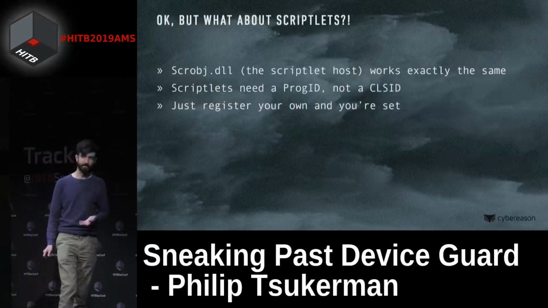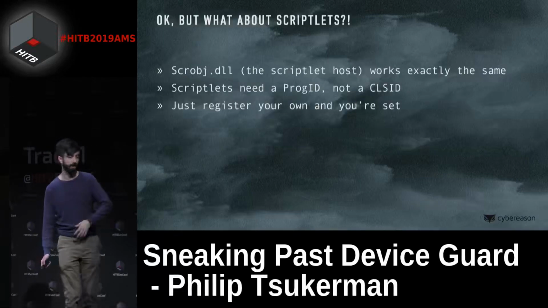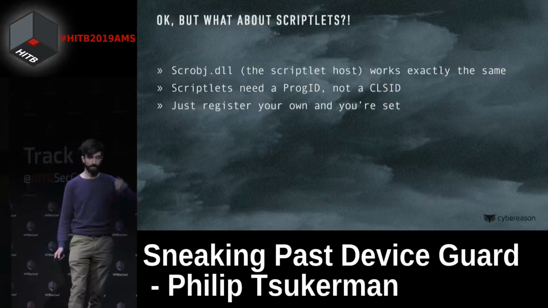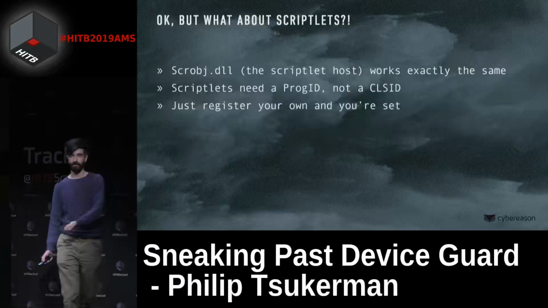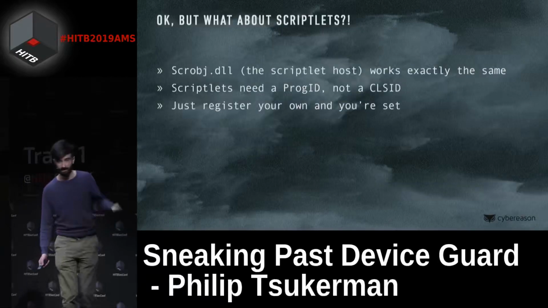And this problem also exists not only with CScript, but also with strobj.dll. It also gives you just the pointer to the IsClassAllowed function, but you can't provide it with a class ID. You have to provide it with a friendly name, a ProgID.